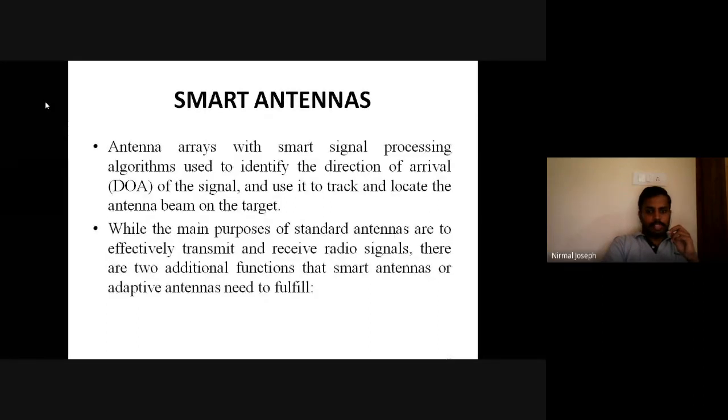While the main purpose of standard antennas is to effectively transmit and receive radio signals, there are two additional functions that smart antennas or adaptive antennas need to fulfill. Okay, that is the main thing. The main purpose of normal or standard antennas is just to effectively transmit the signal and effectively receive the signal. That's all. But smart antennas are also called adaptive antennas. Additionally, they need to fulfill two more functions that we will see.